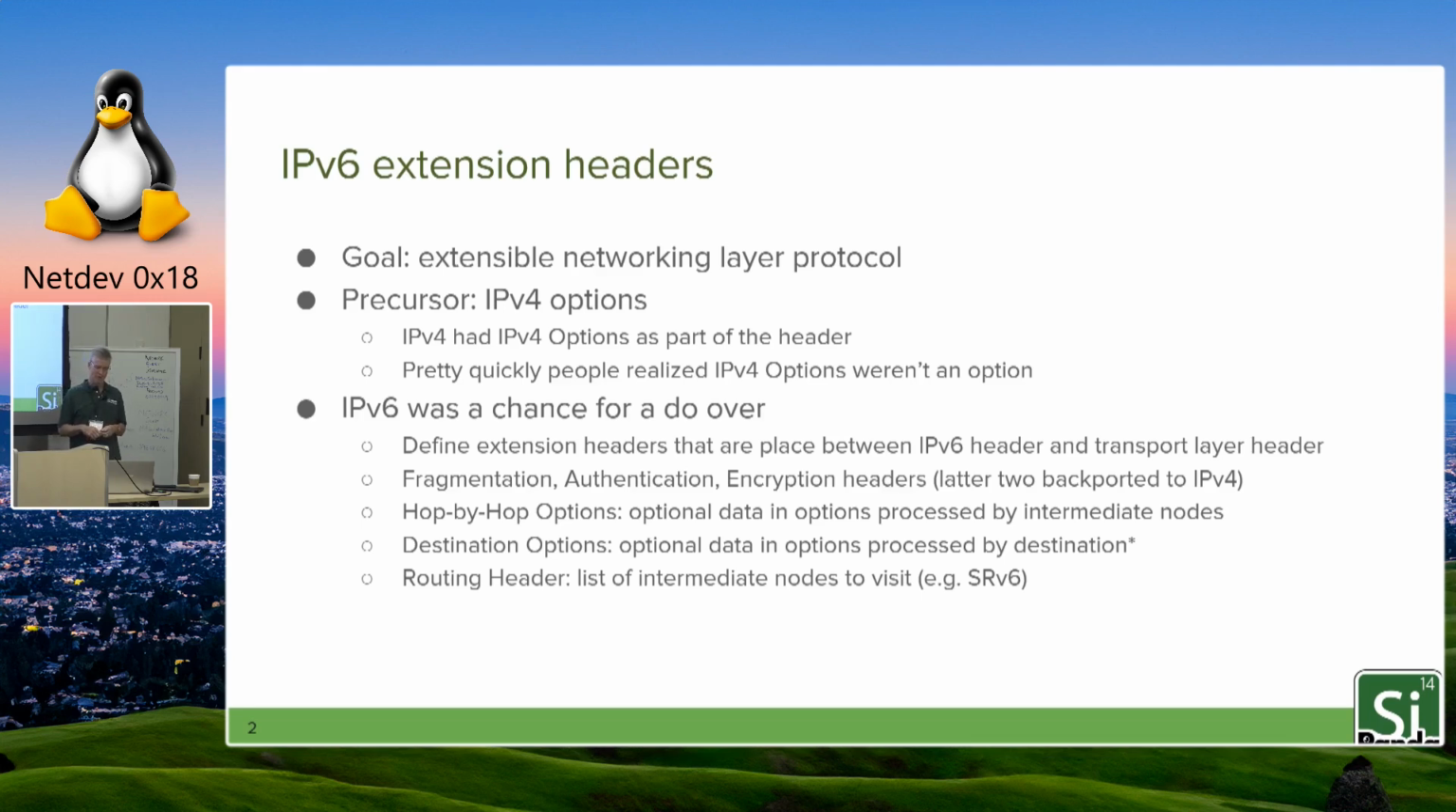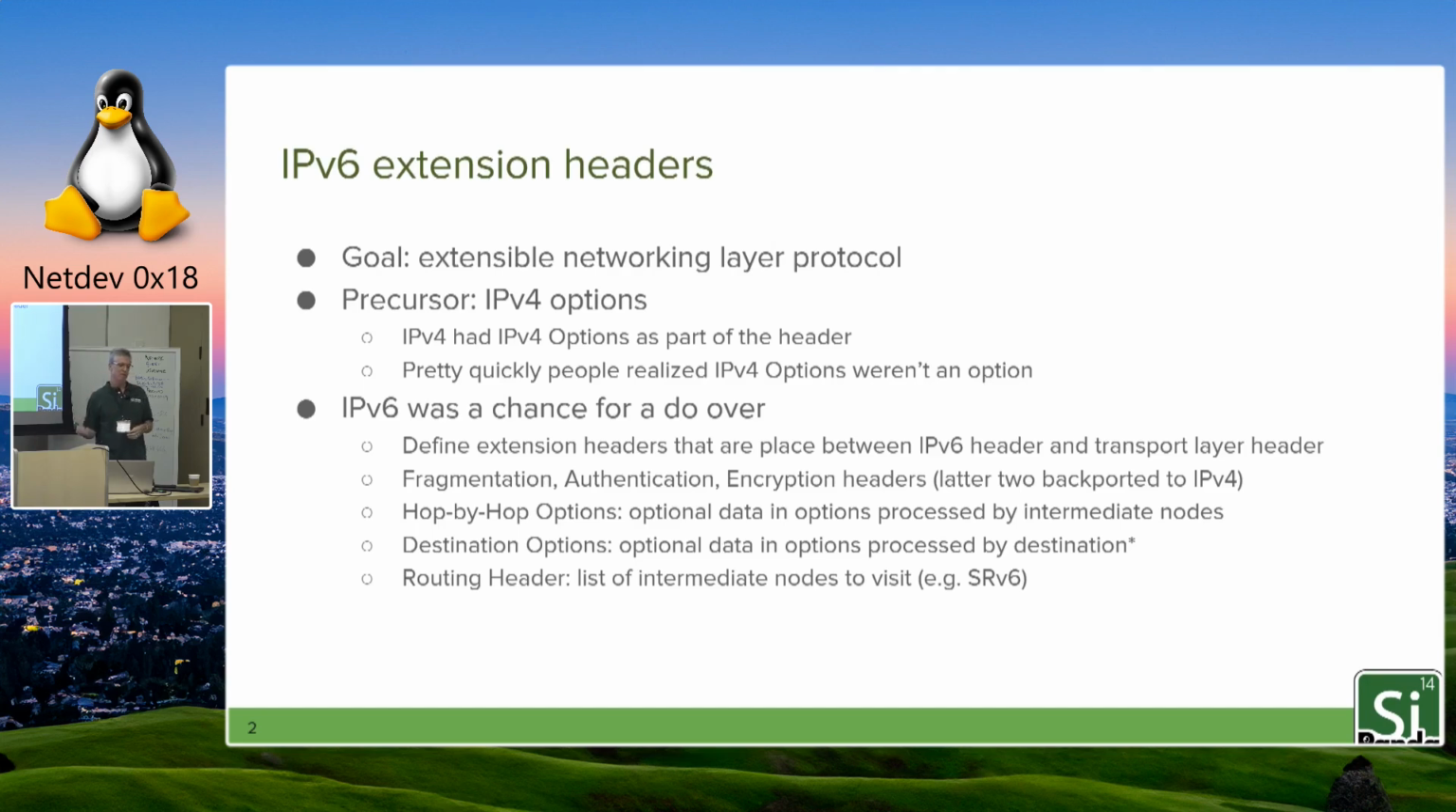And there was a famous paper called "IPv4 options aren't an option", but they're pretty much DOA. They're not going to happen. So IPv6 came along, and great, we have a chance to do a complete do-over. So why not in IPv6? Let's reinvent everything. So they did something that was pretty smart actually.